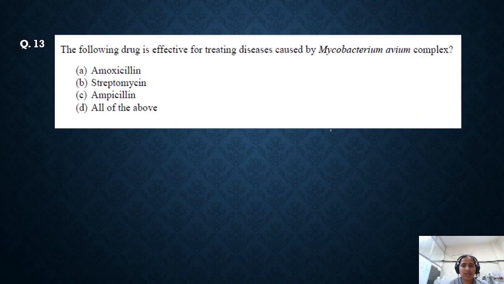Okay, this is the next question. The following drug is effective for treating disease caused by Mycobacterium avium complex. So options are amoxicillin, streptomycin, ampicillin, or all of the above? So you must answer this.